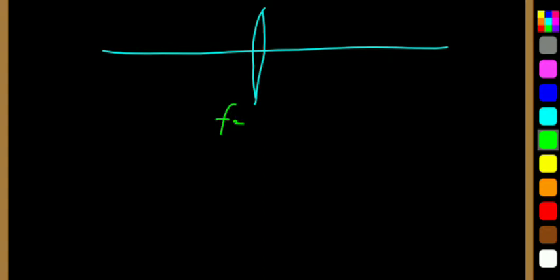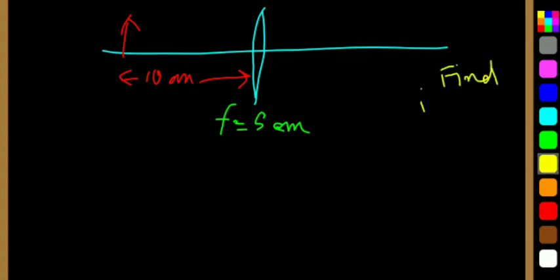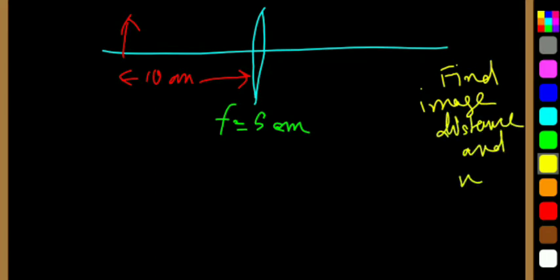Okay, let's take a thin lens, and the focal length of the lens is say 5 centimeter, and an object is placed at a distance of 10 centimeter on one side of the lens, and our task is to find the image distance and the nature of the image.